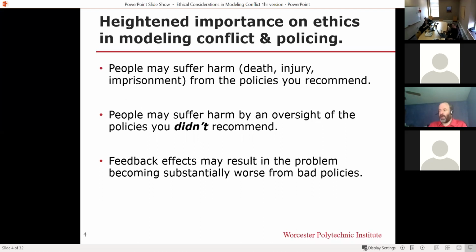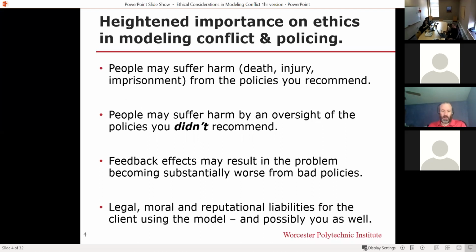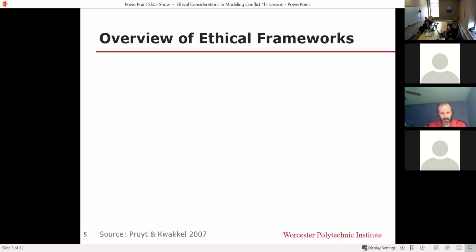And so there is a real ethical consideration when it comes to this, not just to society, but to yourself, because the case law here is very murky, but there's certainly potential legal, moral, and reputational liabilities for the client using the model, as well as yourself. And I have cases in the back. I don't think we'll have time to get to the cases, but one of the cases is modeling of a consulting firm for a country that was misused, and they suffered reputational liability.